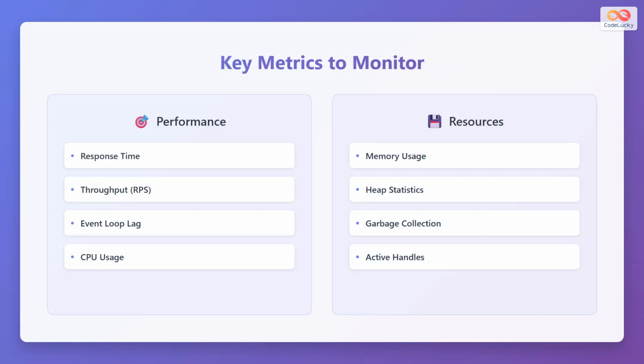To effectively monitor your Node.js applications, it's essential to focus on key performance indicators. These metrics provide insights into different aspects of your application's health. One of the main aspects is performance, which includes metrics like response time, throughput, also known as requests per second, event loop lag, and CPU usage. Another key aspect is resources, which includes metrics like memory usage, heap statistics, garbage collection, and active handles. By keeping a close watch on these metrics, you can quickly identify and address any performance bottlenecks or resource constraints.